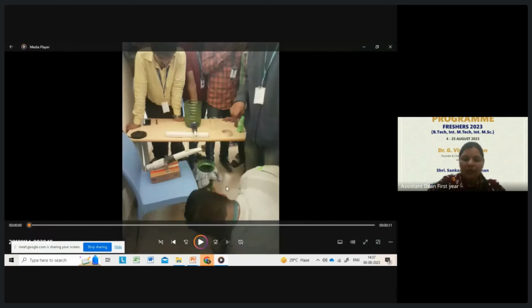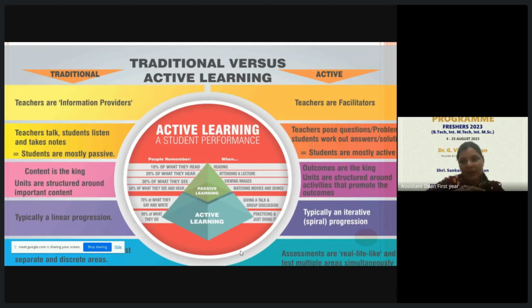In traditional teaching, teachers are always the information providers. Nowadays, you have a lot of sources acting as information providers. We have Google, we have ChatGPT, etc. But in active learning, teachers act as facilitators, not merely information providers. In traditional teaching, they are talking, students are listening and taking notes.